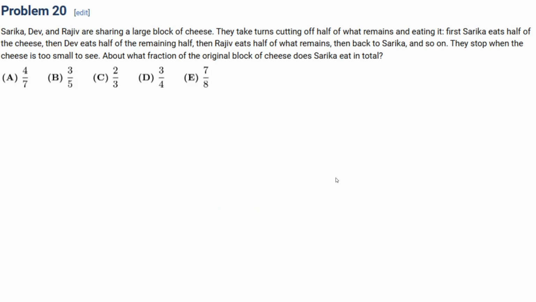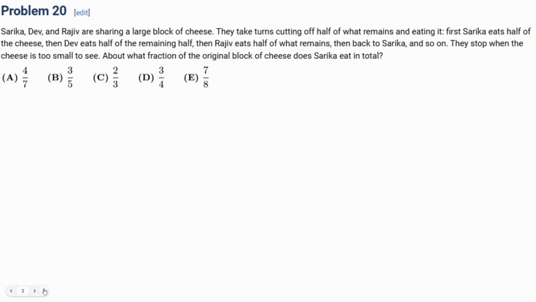First, let's read through the problem together. Sarika, Dave, and Rajiv are sharing a large block of cheese. They take turns cutting off half of what remains and eating it. First, Sarika eats half of the cheese, then Dave eats half of the remaining half, then Rajiv eats half of what remained, then back to Sarika, and so on. They stop when the cheese is too small to see. About what fraction of the original block of cheese does Sarika eat in total?